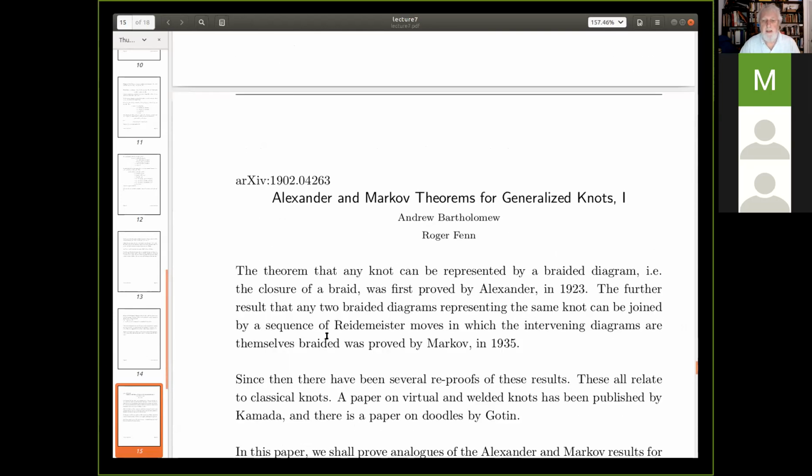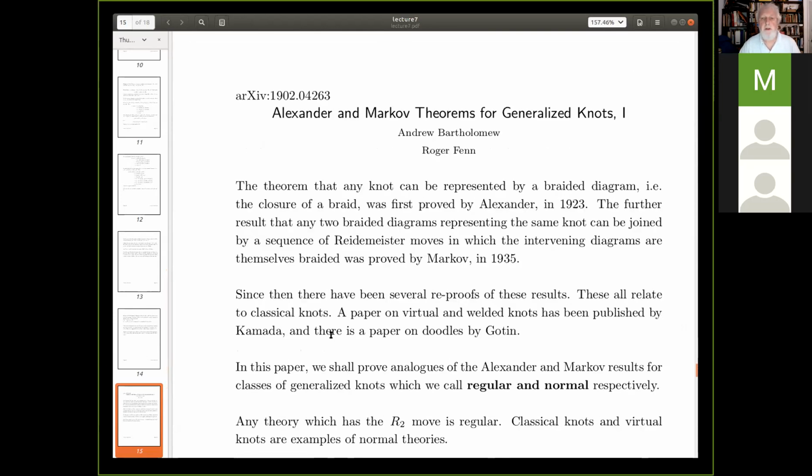Oh, and I should say that everyone has their own favorite proof of the Alexander and Markov theorems. Naturally, my favorite is the one I did with Andy Bartholomew, and it's in the archives if you want to have a look at it. It not only does it for real knots, which is the only thing we've been considering, but for generalized knots of a certain type.